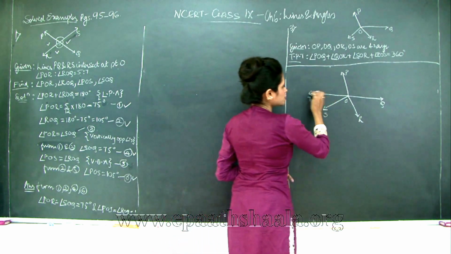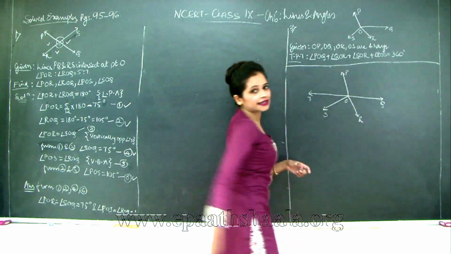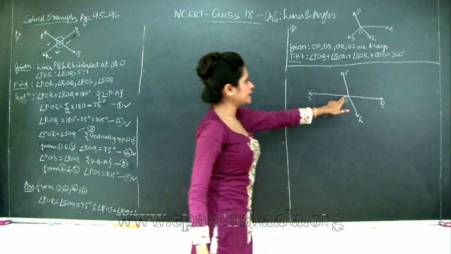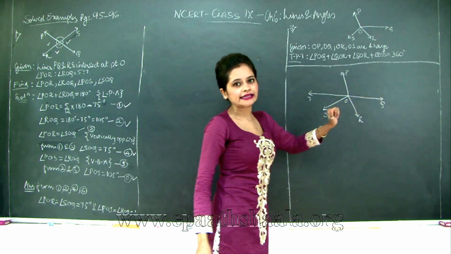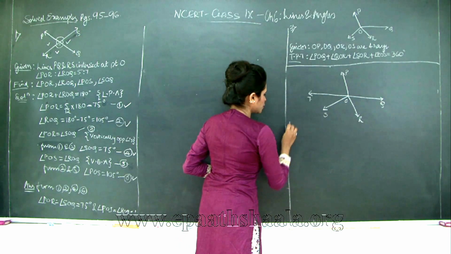So now this is a straight line. Angle TOQ is a straight line and OP is a ray that lies on it. Therefore, angle TOP plus POQ is 180 degrees. How? Through the linear pair axiom. So I'll say proof.